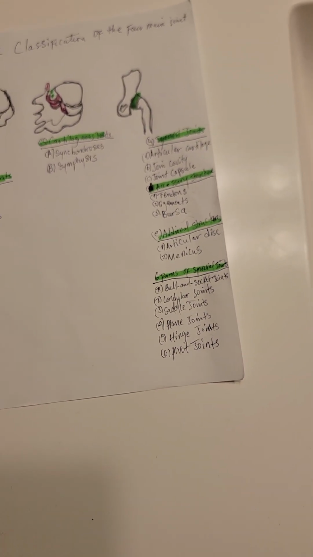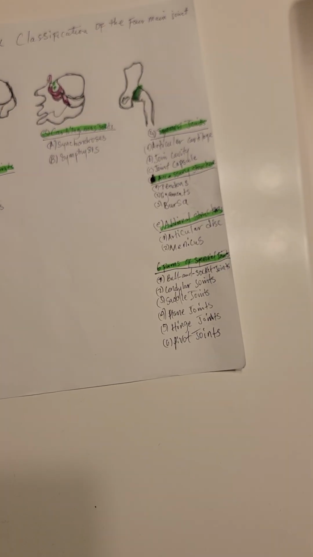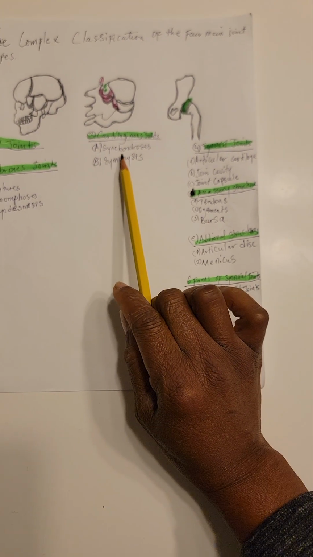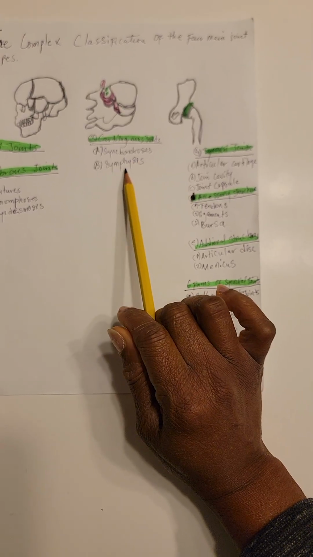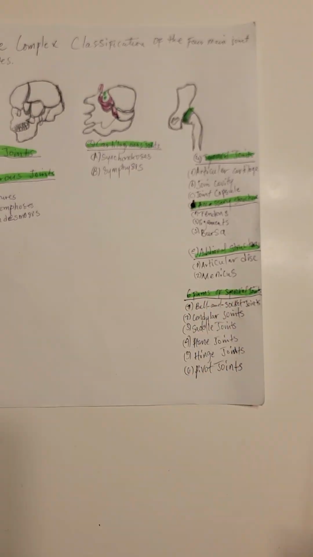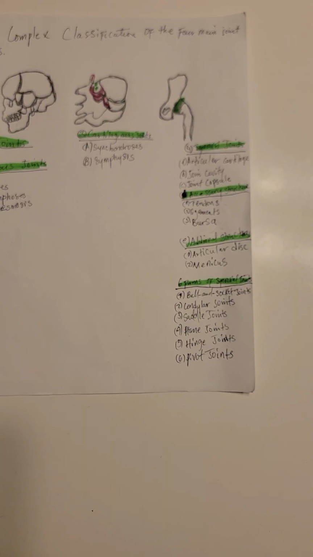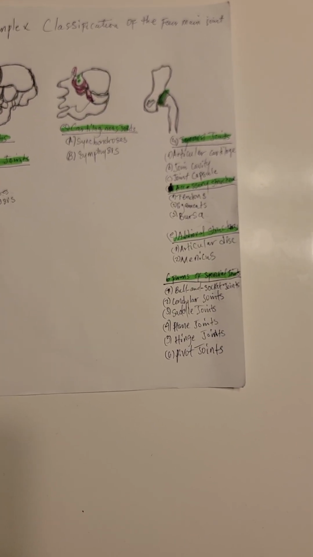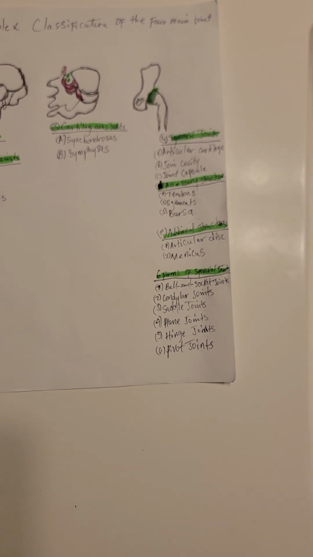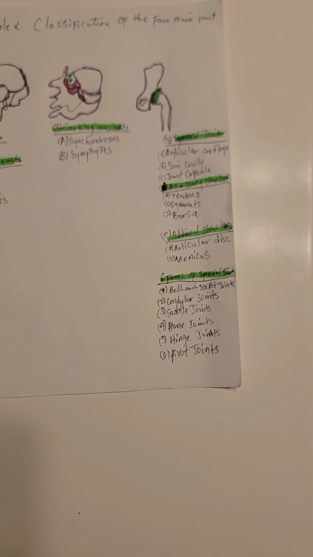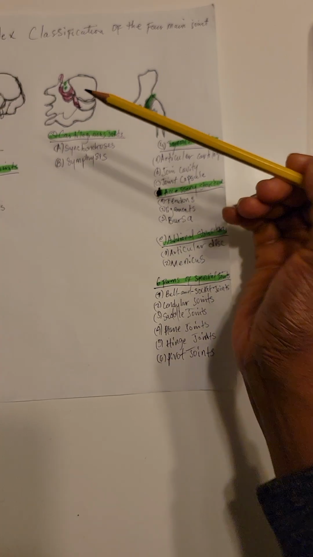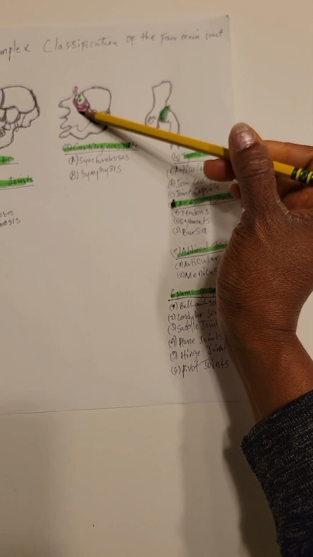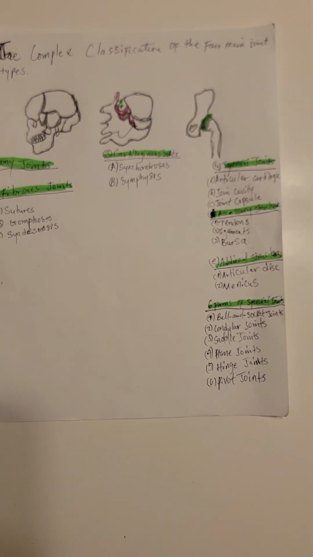There are two types of cartilaginous joints based on the type of cartilage used. One is the synchondrosis and the symphysis. The synchondroses are the bones bound by hyaline cartilage. Example of that is the diaphysis and the epiphysis, and between the first rib and the sternum. That is over here, the first rib and the sternum. Those are the cartilages over here.